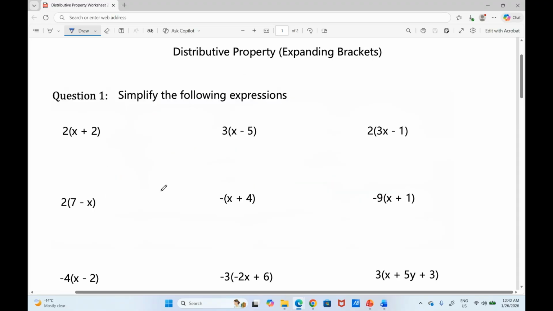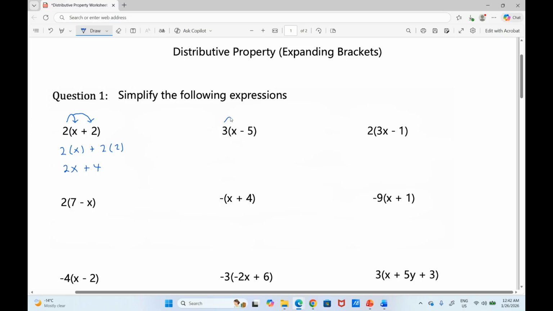Okay, now let's apply the distributive property to simplify the following expressions or polynomials. So I have 2 times (x plus 2). When I apply the distributive property, I must multiply this 2 by every term inside of my bracket. Since I have 2 terms, x and 2, I'm going to compute this as 2 times x plus 2 times 2. Now 2 times x is going to be 2x, and 2 times 2 is going to be 4. So when I fully simplify this expression, I'm going to get 2x plus 4.